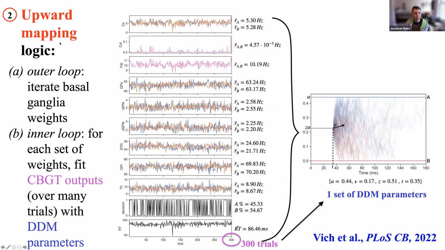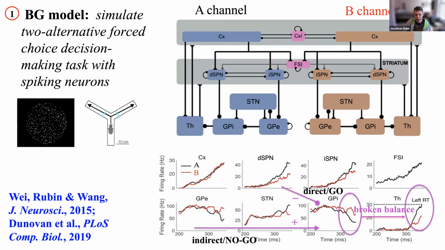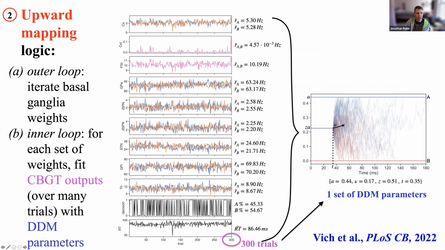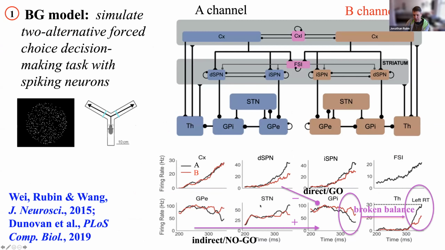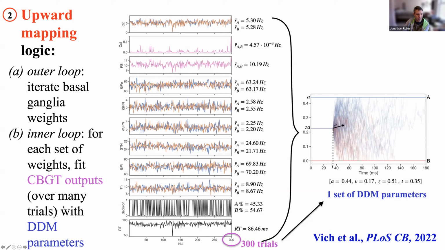So then in the upward mapping, we can think of iterating two loops. In the outer loop, we sample from our allowable distribution of weights of all these connections between the basal ganglia populations. Once we pick the weights, we run a whole bunch of decision trials, a whole bunch of simulations that look like this. I didn't specify how many; here it was 300.